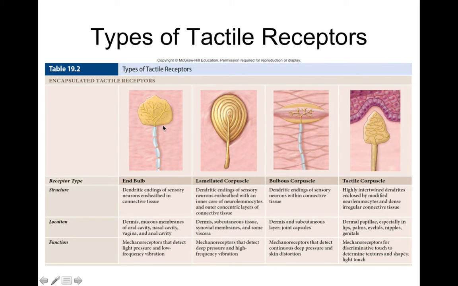Now for the end bulbs, you're going to find these in places like dermis, mucous membranes of your oral cavity, nasal cavity, vagina, anal cavity. And really these end bulbs are involved with things like mechanoreceptors that can detect light pressure and low frequency vibration. So light pressure, because these things are located more superficially in skin, if you just lightly have pressure in your skin, that can activate an end bulb. These also are sensitive to low frequency vibration, so basically vibration at kind of lower frequencies.